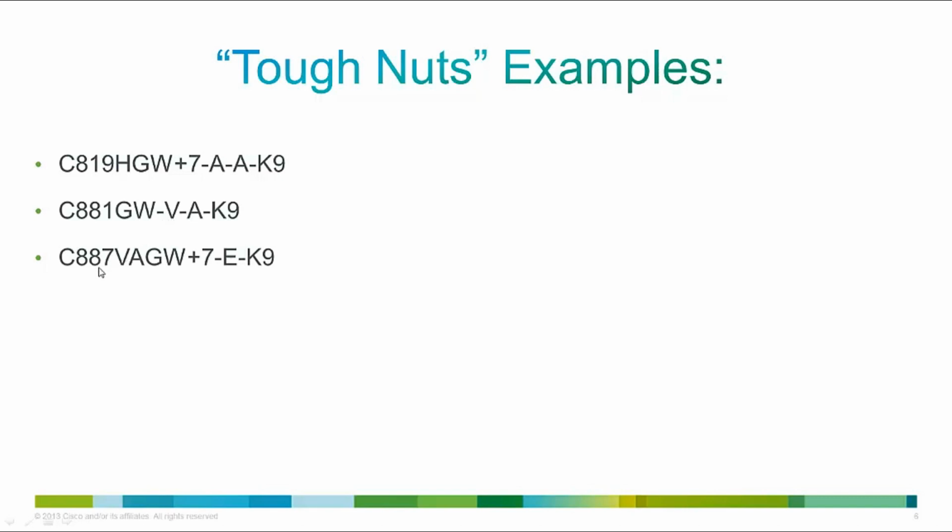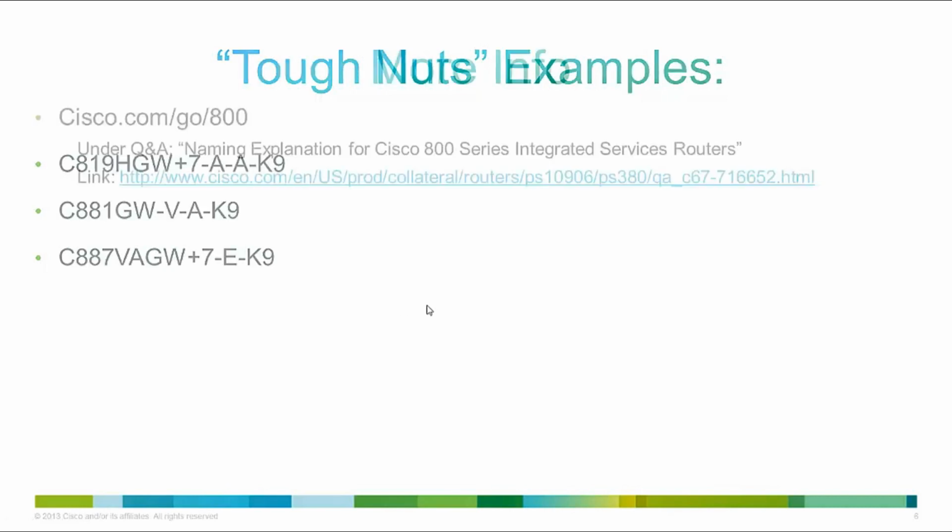Last one here, C887, so this is also one of the newer units with DSL over POTS. VDSL and ADSL capable. The sub-option for 3G is +7, so this is a 3.7G unit. And the wireless is used in Europe, so it's with E compliance level.